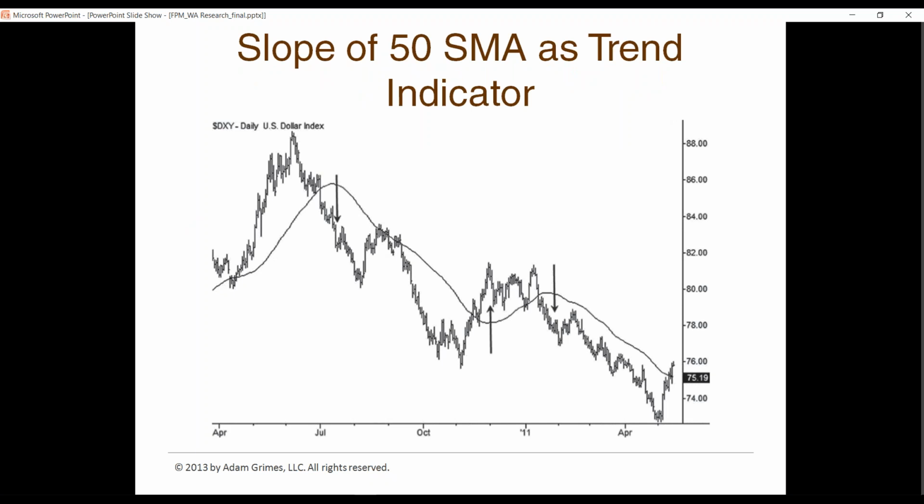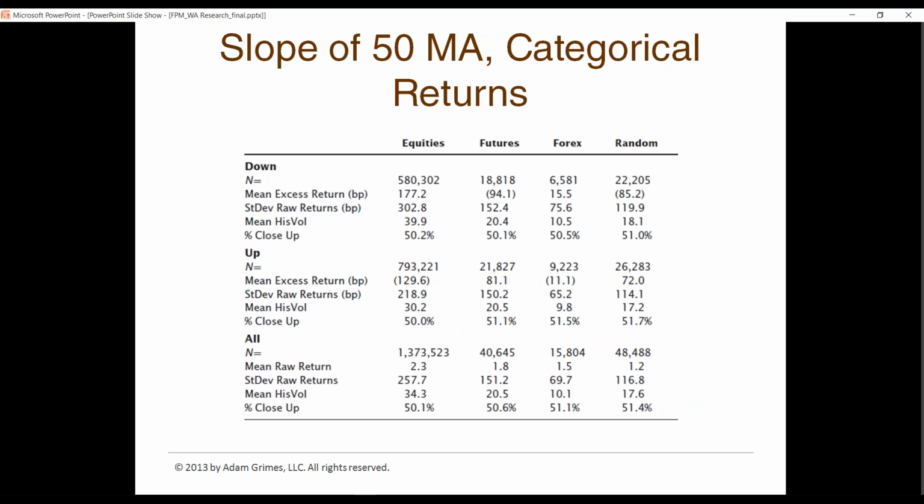So here on your screen, just the dollar index, not a great market, but it's good for discussion here, with a 50-period simple moving average. And one of the simplest ways to do a trend indicator is to say when the average slopes down, the trend is down. When it slopes up, the trend is up. You've all heard that, you've all seen that, and I've marked with arrows here the trend inflections where the moving average turns. Now, here's a kind of complicated table, and I may have some kind of pointer here.